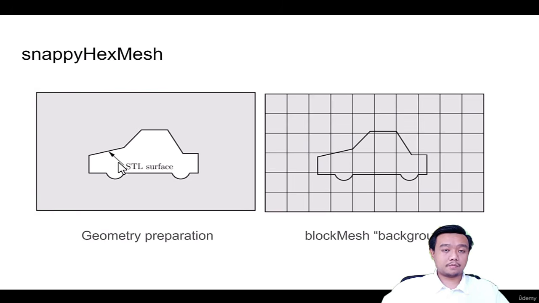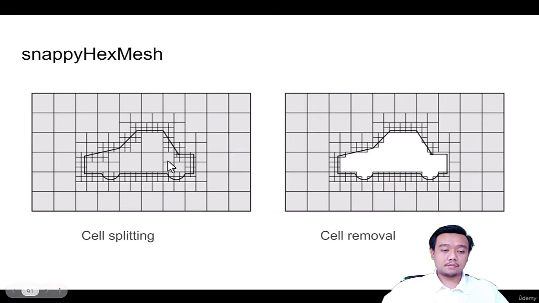And basically, the STL surface here we will discuss later in Blender, so we can split it face by face, like define where is inlet, outlet, and walls, let's say. And by running snappyHexMesh, actually this block mesh will be split by the STL surface.